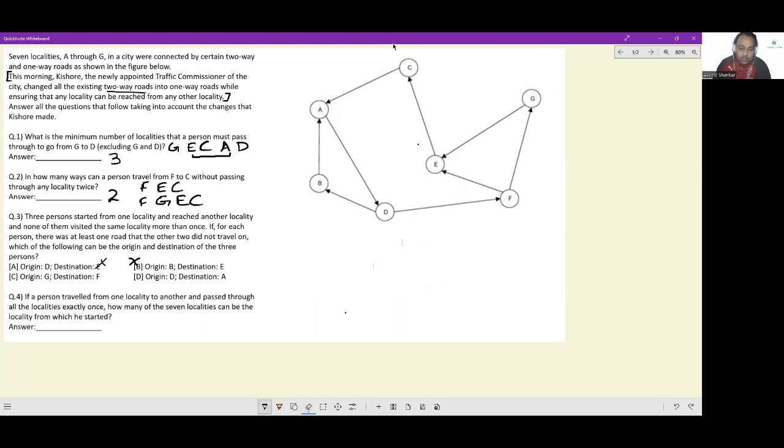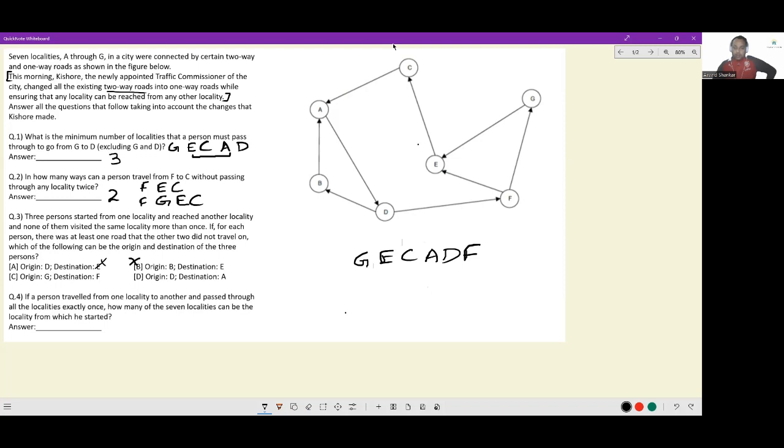Let us look at the next case. G to F. Okay. In order to move from G to F, I'm seeing G to E is a guaranteed move because that is the only exit from G. E to C is a guaranteed move, only exit. C to A is a guaranteed move, only exit. A to D is a guaranteed move. And then D to F. One path has been identified.